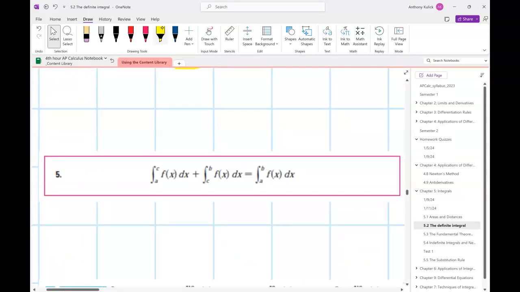Next property of integration. This should be very straightforward because we've used it already intuitively. Hi, Carrie. Thank you. You're welcome. Even now. You knew it.